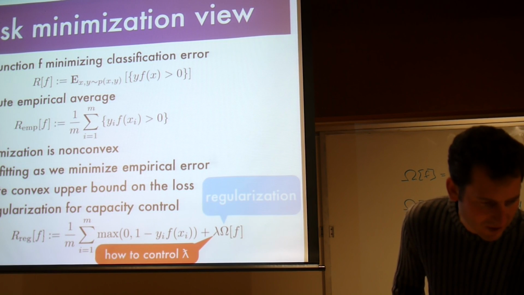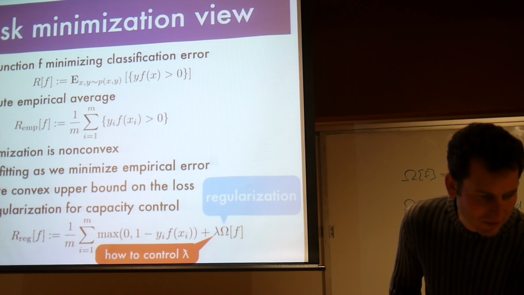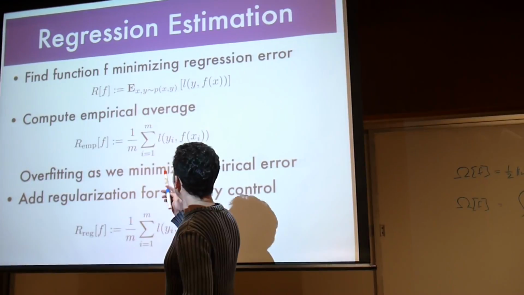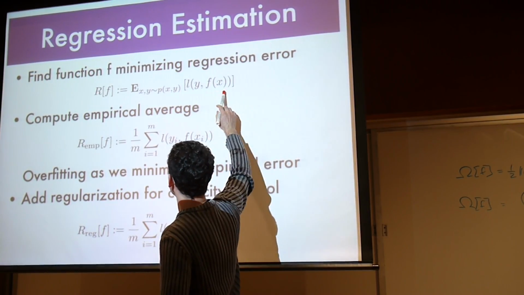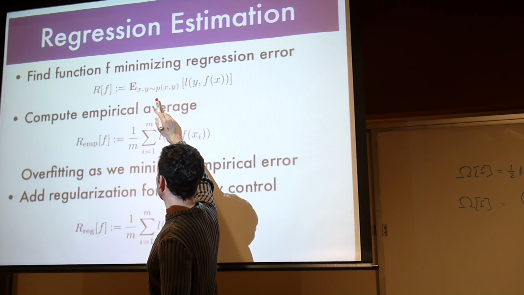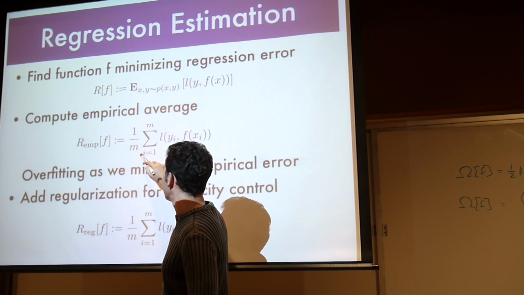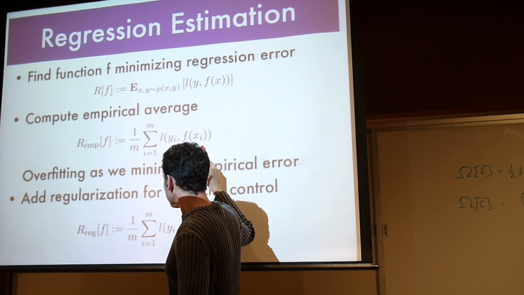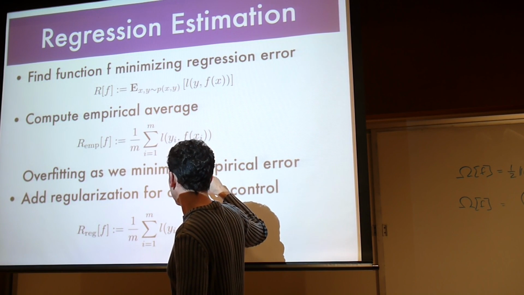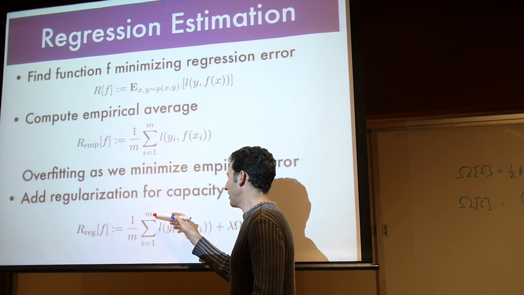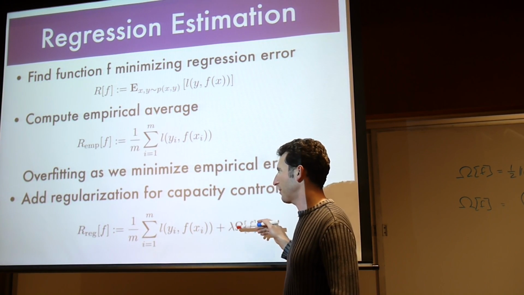You take the function, you take the empirical average, you get a convex upper bound, you add a regularization term, and you minimize. And we do the very same thing here. We take some function f, minimizing the regression error. That's what we would like to have. But of course, we don't really have the entire distribution. We only have an empirical average from that, in which case we could get significant overfitting if we just minimize the empirical error. So the idea is you add a regularization term that will ensure that capacity control is maintained.